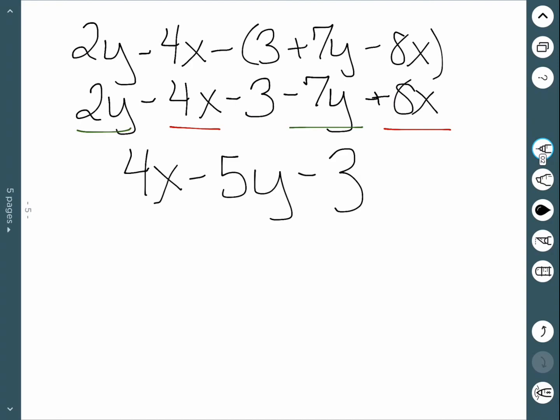In addition, you might have noticed that I started with x even though y was the first thing in my previous step. And the truth is, it doesn't matter which one you start with. Tradition tends to just dictate that we do things alphabetically, which is why I did x before y, but you could have very equivalently done this as negative 5y plus 4x minus 3.